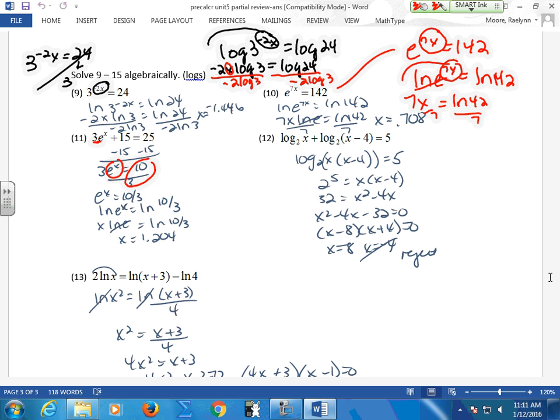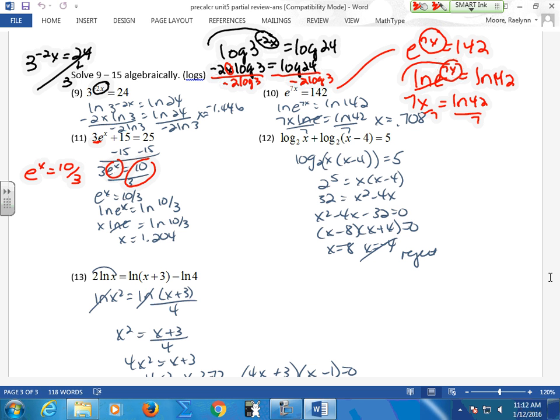I would leave this as 10 over 3. Don't put that into a decimal, because it does not terminate. At the end, you do all your rounding. So now, you've got e to the x equals 10/3. A little strange looking. I got to get that x down somehow.